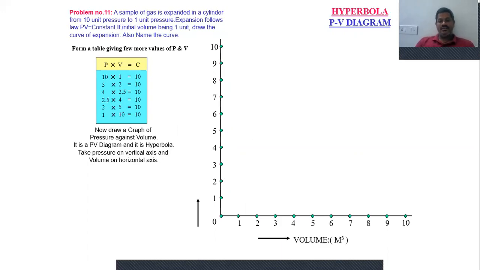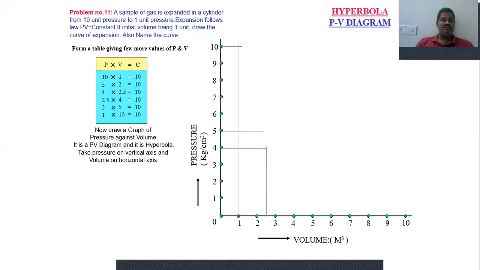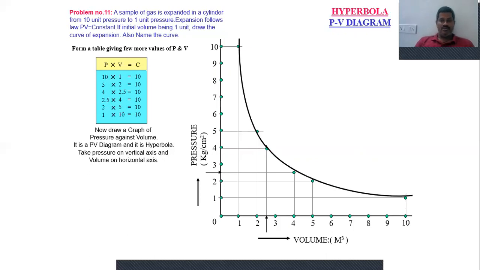So just like this. Volume and pressure, 10, 1, yes. Next 5, 2, then 4, 2.5. This is our 4 and this is our 2.5. Then 2.5, 4, and similarly the remaining points. Then join all those points to get a smooth curve. So this curve is called a hyperbola, a smooth curve.